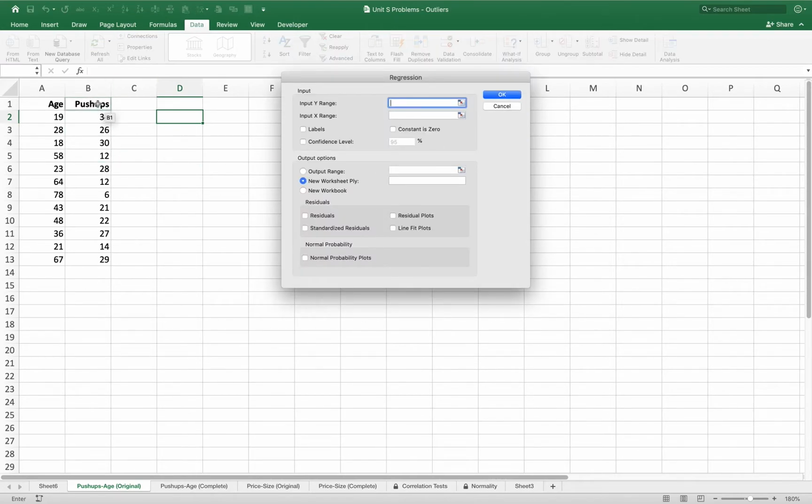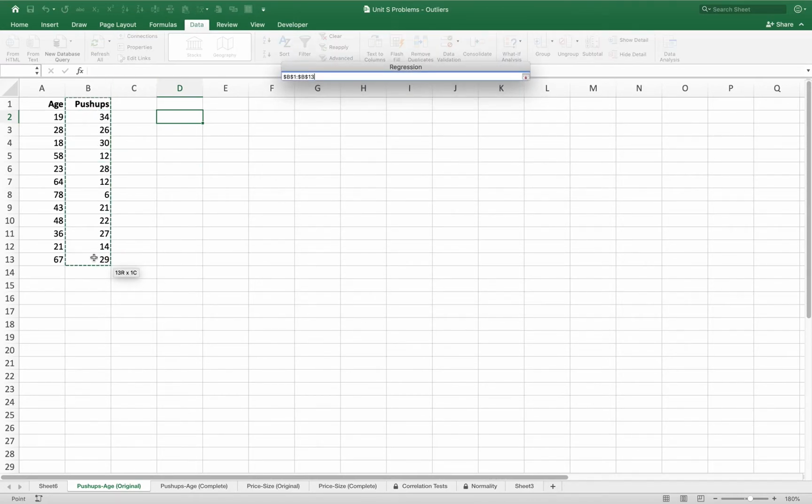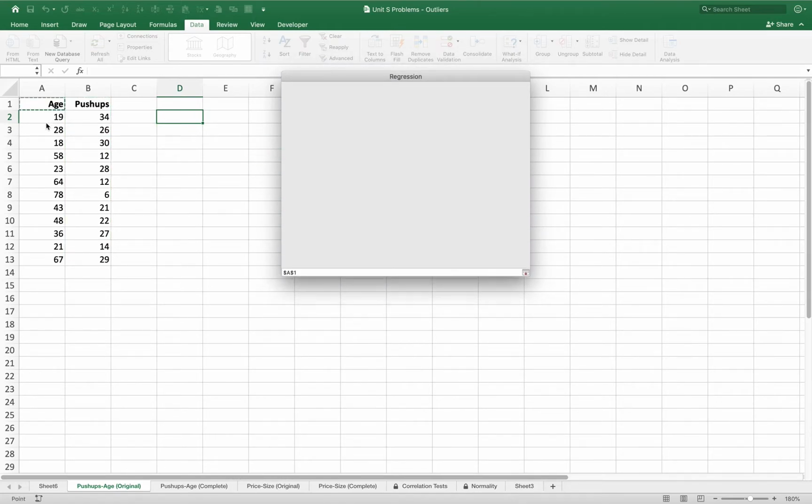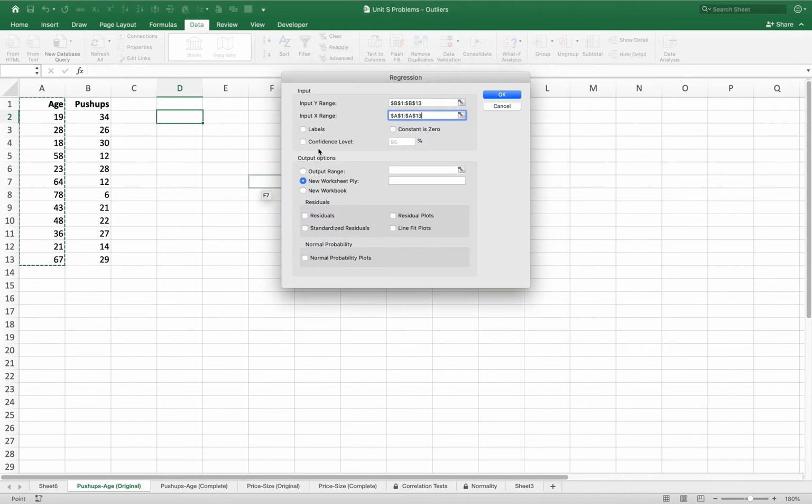My Y range is push-ups, including the label. My X range is age. Tell it you got labels. Don't worry about the constant to 0. We're not going to ever use that. Don't worry about the confidence interval.